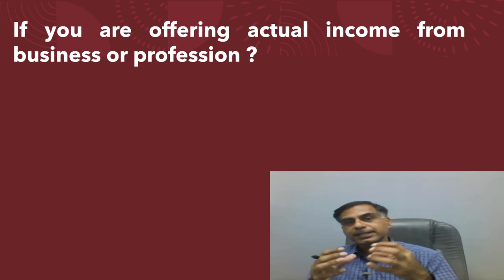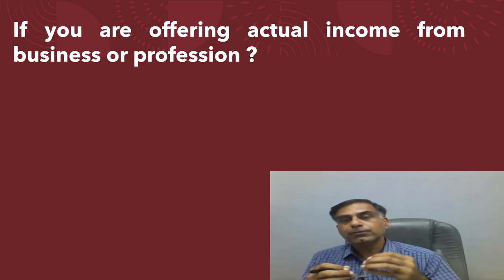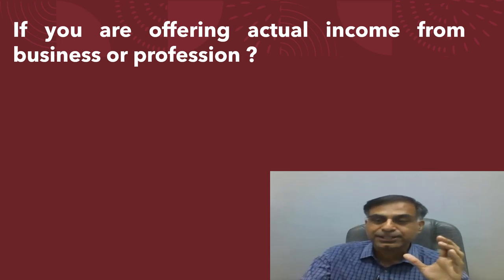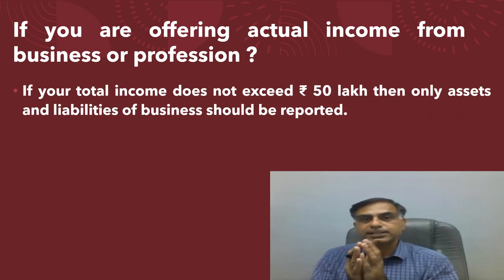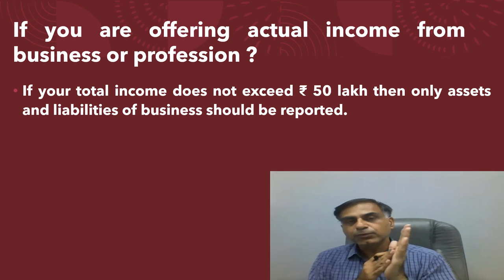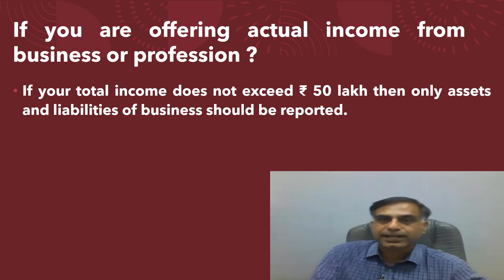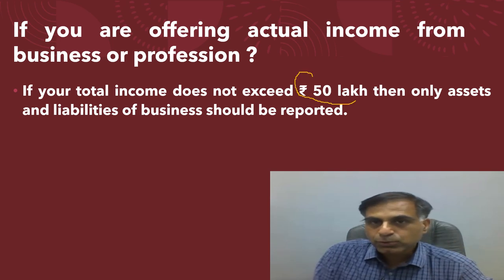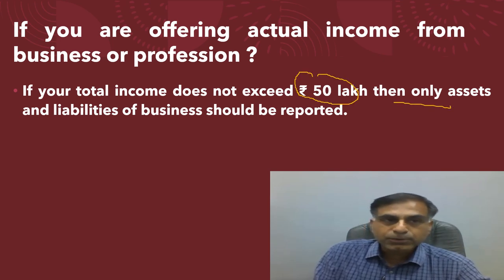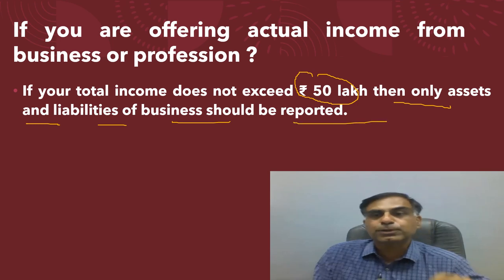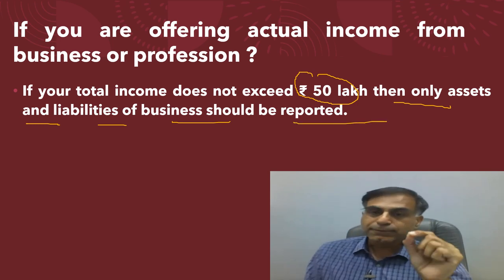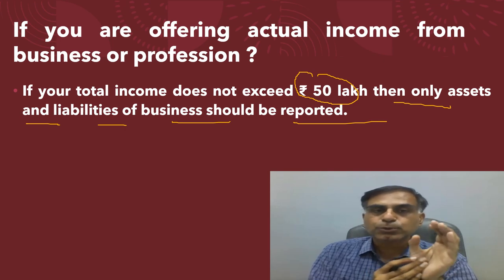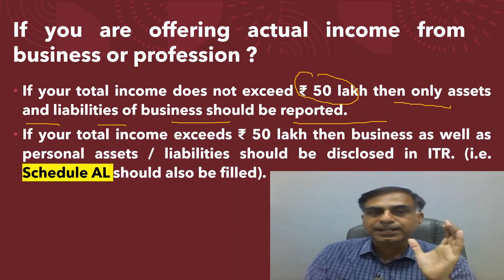Now let me take up the case of a person who is offering actual income from business or profession, that is, who is not offering presumptive taxation income, who is offering the actual income. In that case, what will happen? If your total income does not exceed rupees 50 lakh, I am assuming you are a businessman or a professional, you are offering actual income, your total income is not exceeding 50 lakh, then only assets and liabilities of the business should be reported. Very important point, sir. You are supposed to report only business assets and liabilities in the ITR.